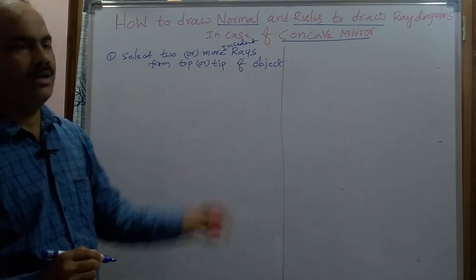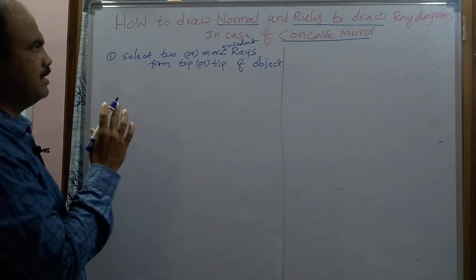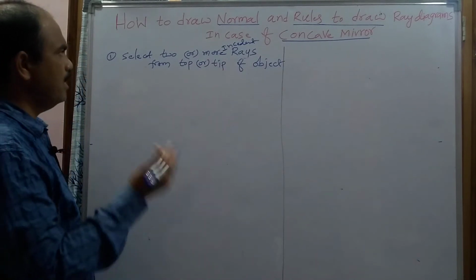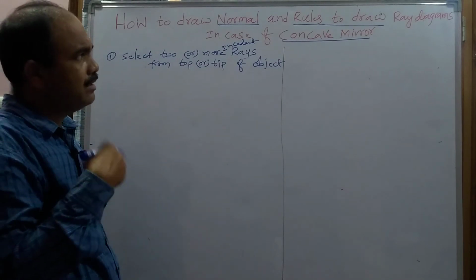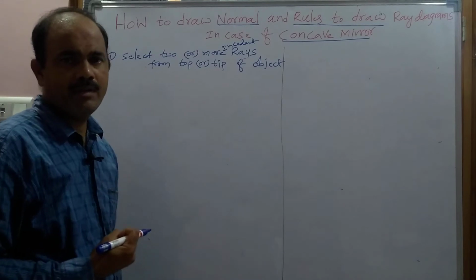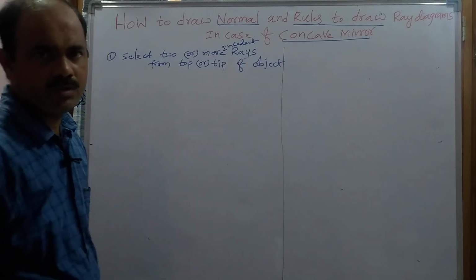From top or tip of the object. This is the first rule. So now, to draw the ray diagrams very simply, we have to use 3 rays.